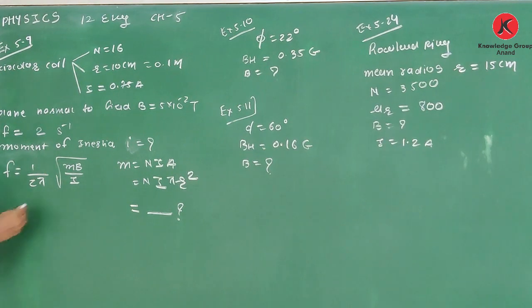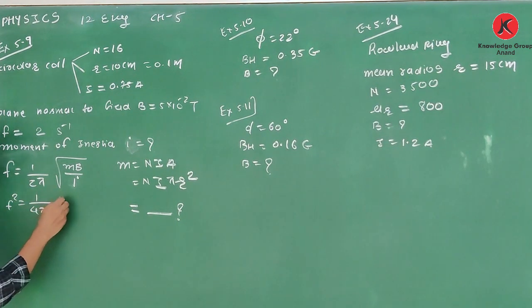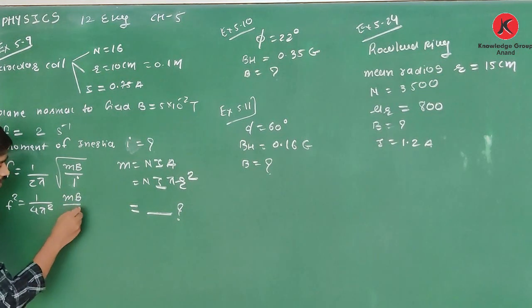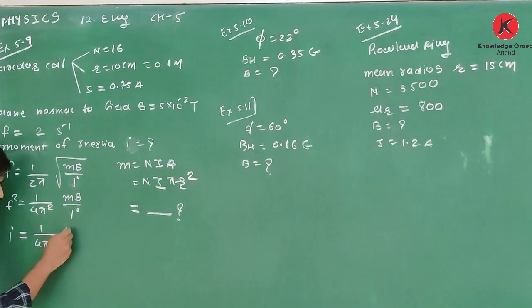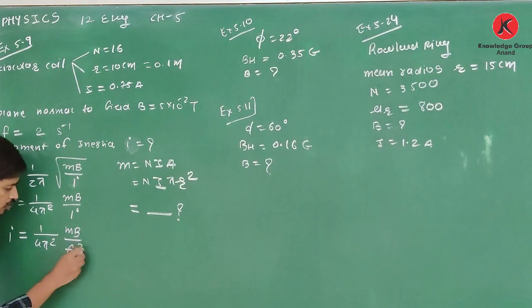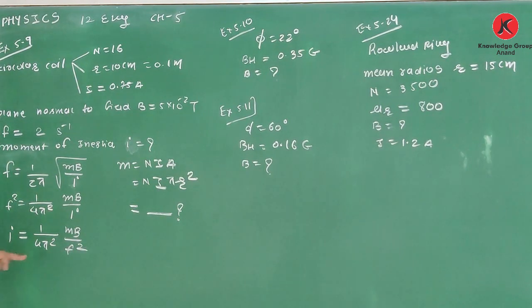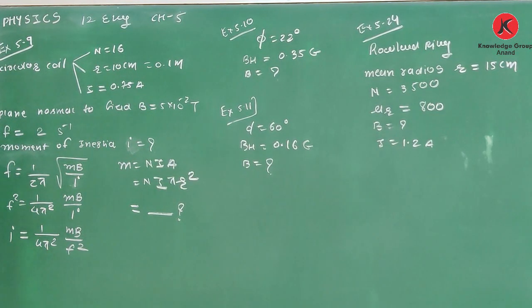Then you have to find moment of inertia, which I am denoting by small I. Take square on both sides. F square is equal to 1 upon 4 pi square into mB upon I. Make it such that I is equal to 1 upon 4 pi square into mB upon F square. Simple? Yes. B is given, F you are given, so you can easily find the moment of inertia. Okay.